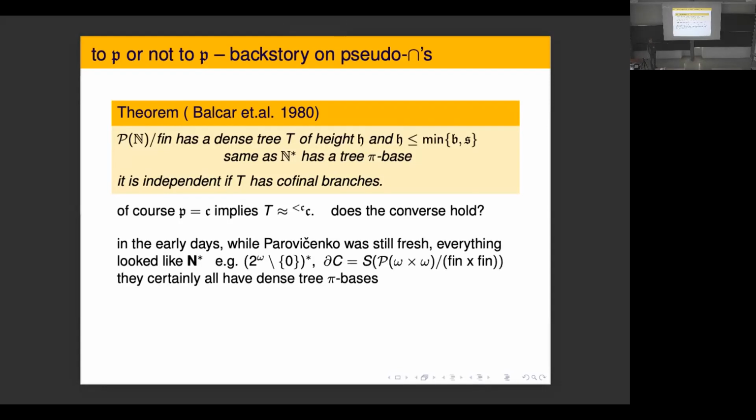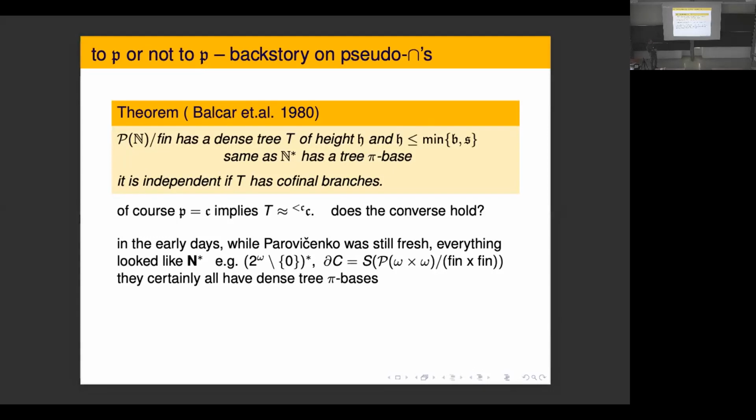And in the early days, 1980, 81, 82, people like Van Douwen, Van Mill, me, many others working in Stone-Čech compactifications, we couldn't tell N star apart from any other space. They all looked the same. Parovičenko's theorem characterized all these spaces under CH. Every Stone-Čech remainder of a locally compact, sigma compact, zero-dimensional space of weight less or equal to continuum, they're all homeomorphic. So as I said, they all looked like N star, especially before Shelah's result came along.